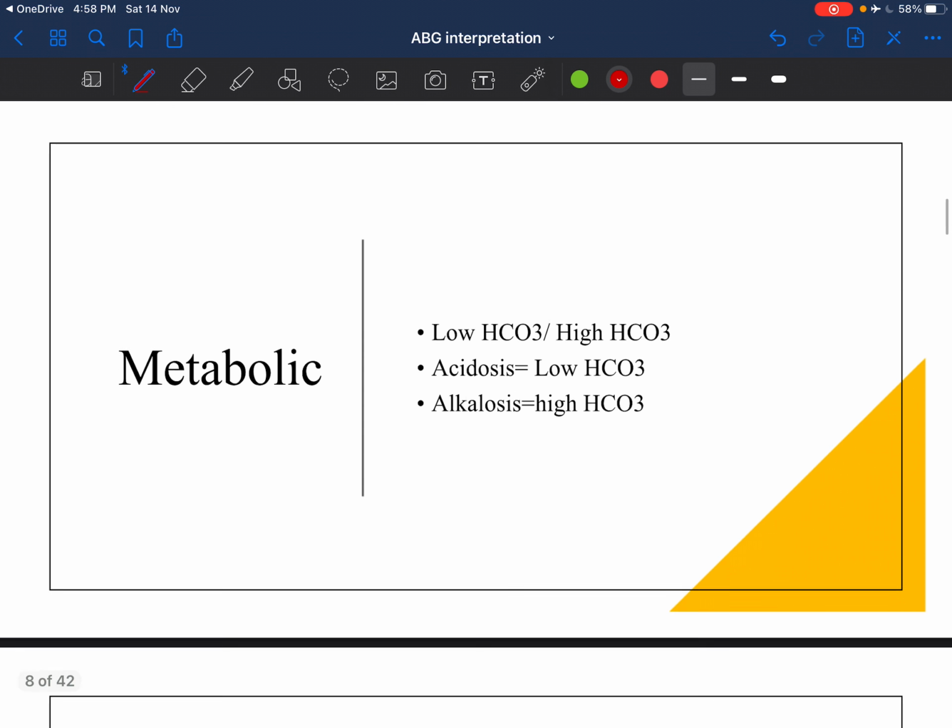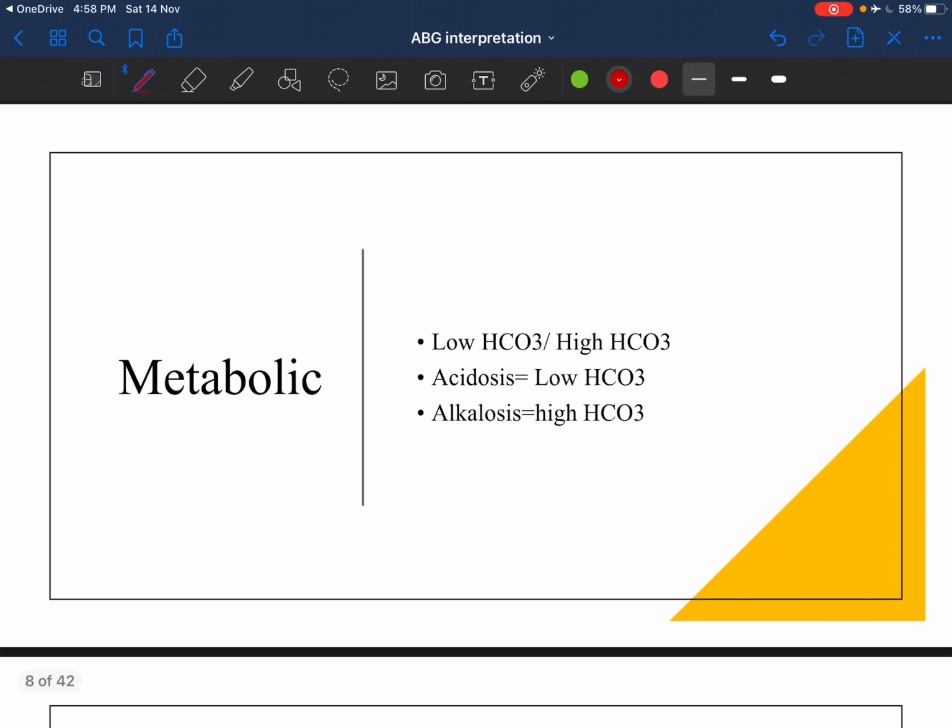So, putting these two together, if you have a metabolic problem, then the problem is in bicarbonate, or in other words, if there is a bicarbonate problem, then it is a metabolic problem. A low bicarbonate means acidosis. A high bicarbonate means alkalosis. Makes sense, right? Because bicarbonate is alkali. If alkali increases, it causes alkalosis. If alkali decreases, then it is acidosis, because acid and alkali are always in balance with each other.